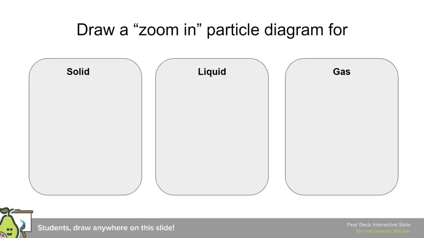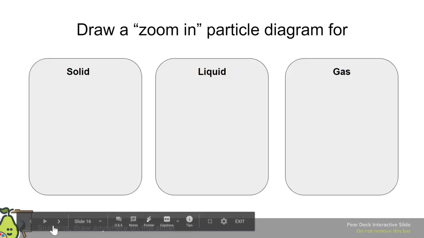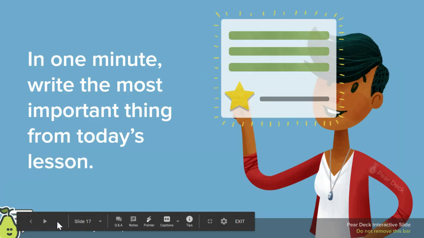Now, for these questions, I would like for you to draw what you think the zoomed in, the very close, the microscopic level, what do you think the particles look like for a solid, for a liquid, and for a gas? Go ahead and do that. And then in 1 minute, write the most important thing that you learned from today's lesson.